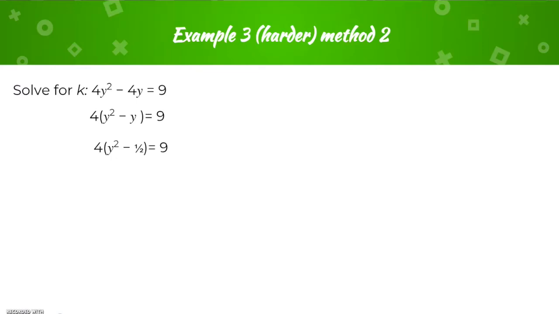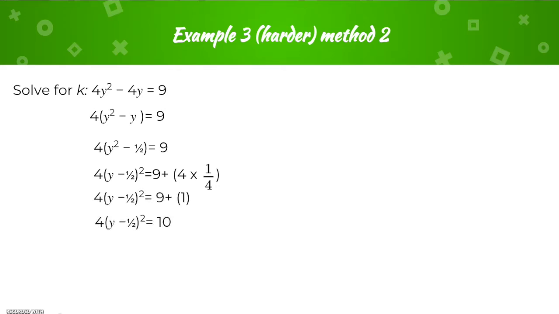Then you square negative half. Negative half times negative half equals 0.25, which is 1/4. But instead of just adding 0.25 to the right side of the equation, you need to do 1/4 times 4. So you do 4 times 1/4. 4 times 1/4 equals 1. Then you just add 9 plus 1, which equals 10. You end up having this.